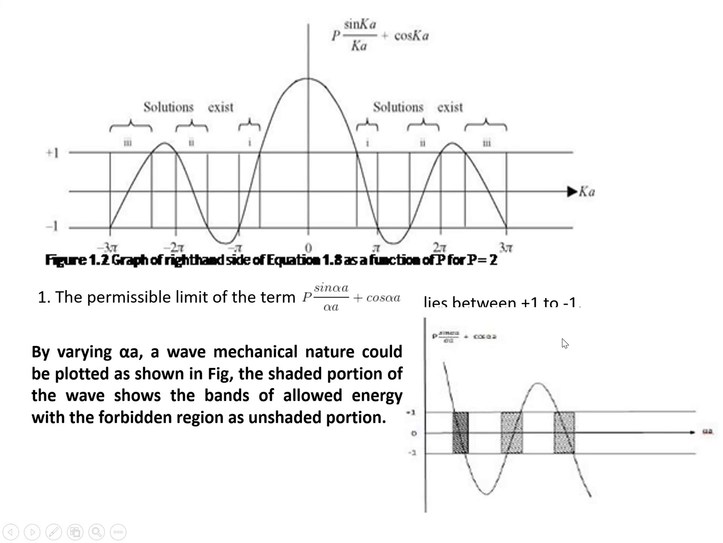So we can draw some conclusions from this graph. The first one is, we can see the size of the shaded regions is increasing with the increase in the values of alpha a. That is, as the energy of an electron increases, it occupies more and more number of energy levels. As the width of the bands is increasing, the gap between the bands is decreasing. That is, the width of the forbidden regions is decreasing. That is the first point we can know from this graph.